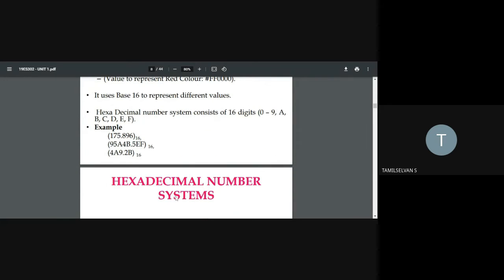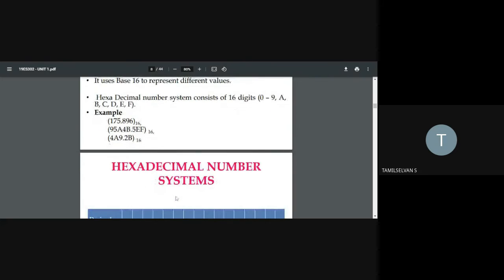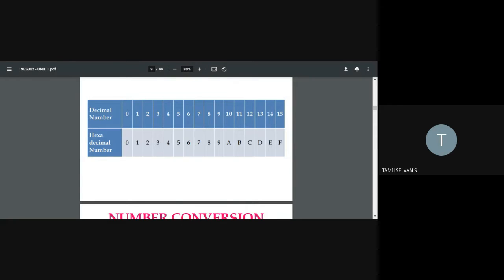Next I can move to the diagrammatic representation of the hexadecimal number system, right? 0 to 9 are denoted in numbers, and 10 is A, 11 is B, 12 is C, 13 is D, 14 is E, and 15 is F. This is the hexadecimal number for the decimal numbers.